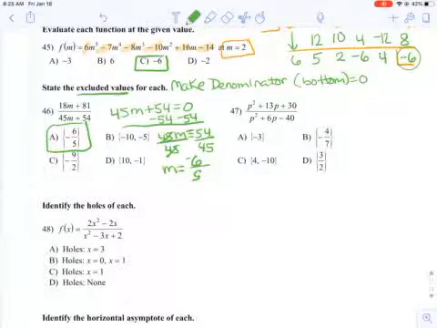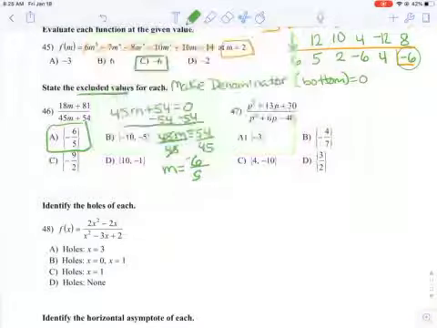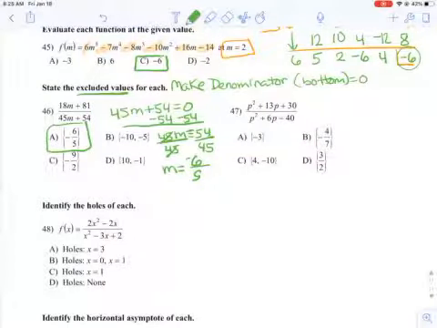Okay, so the next one that we're going to do is we're going to look at the denominator of this guy, which is p squared plus 6p minus 40. Again, we're looking for excluded values. So we want to know when this would be equal to 0. So what we're going to do is factor this. And we need two things that would multiply to negative 40 and add to 6. So that would be a p plus 10 and a p minus 4.